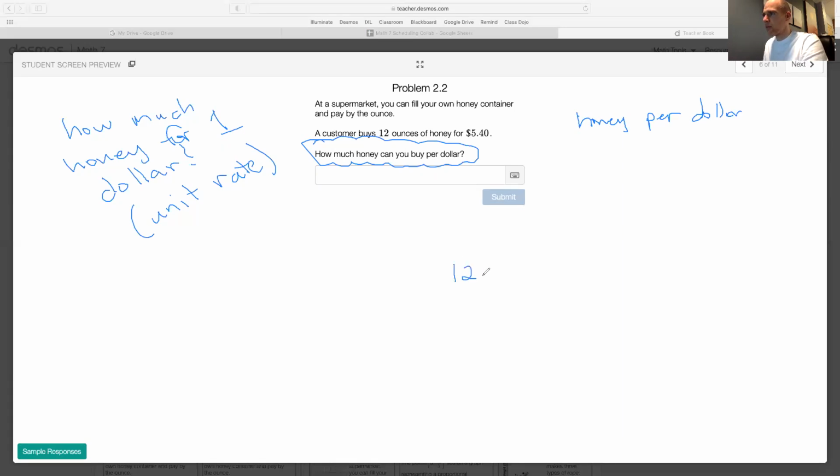So let's just take the amount of honey we were given. That's 12 ounces, and divide it by $5.40. And so I'm looking at this. This looks like it's going to come out to 2 point something. I don't feel like long dividing this like I did the last one, so I'm going to grab a calculator. I know that the answer should be about 2.5. If I get anything that's too far away from that, I'm not going to be happy. So let's see. I'm doing 12 divided by 5.40, and I get 2 point and then 2 repeating.